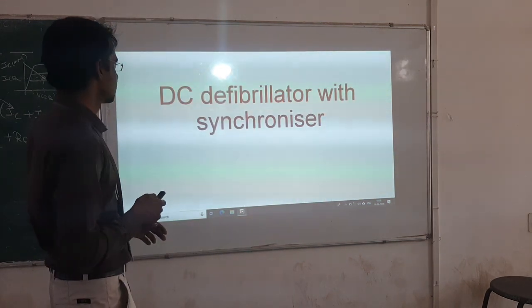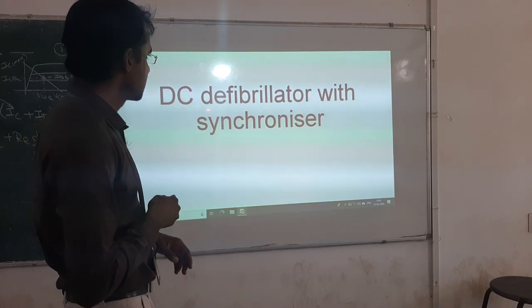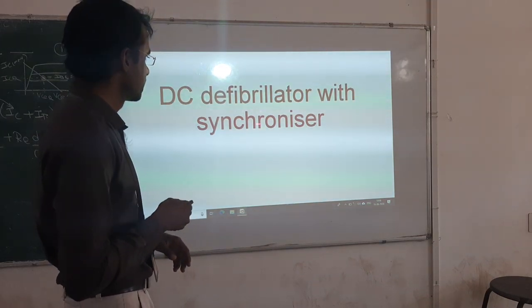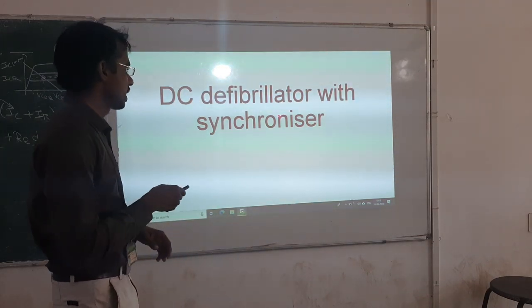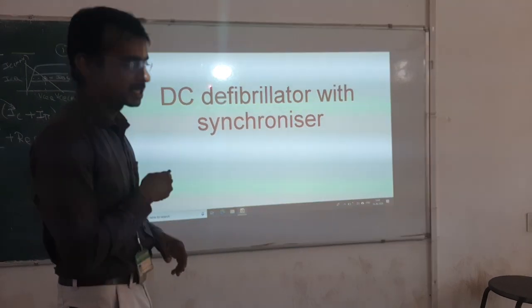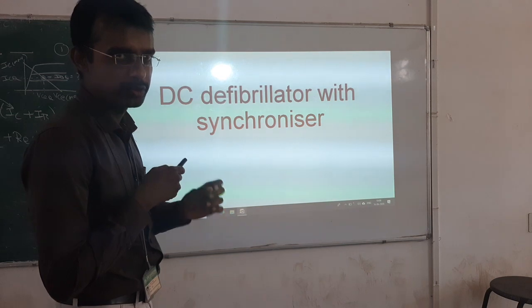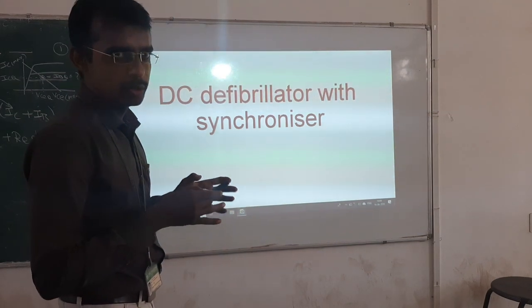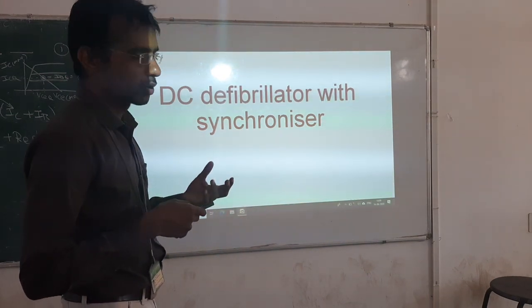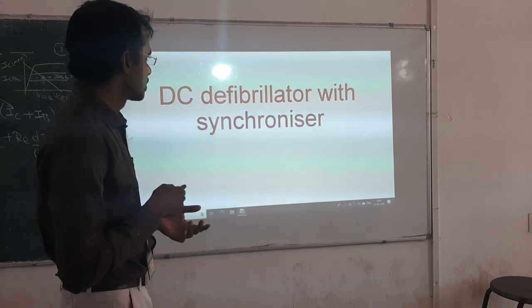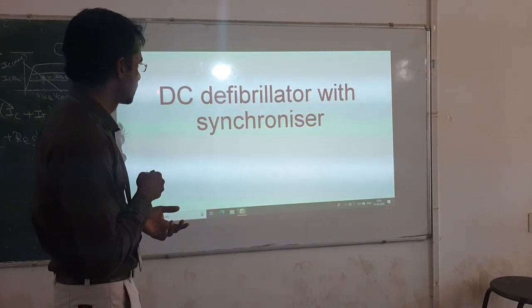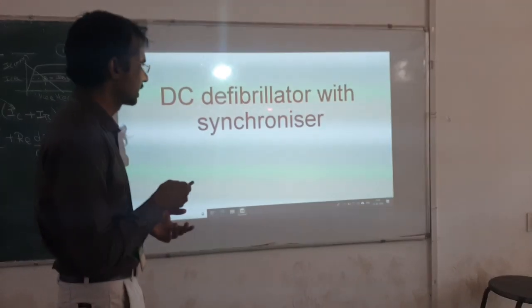In today's session, we'll see the DC defibrillator with synchroniser. As the name indicates, you know what a DC defibrillator is. A defibrillator is a circuit that is going to provide a shock to the heart, which is of 400 to 700 volts. That is a direct current. So the DC defibrillator we have dealt with yesterday.